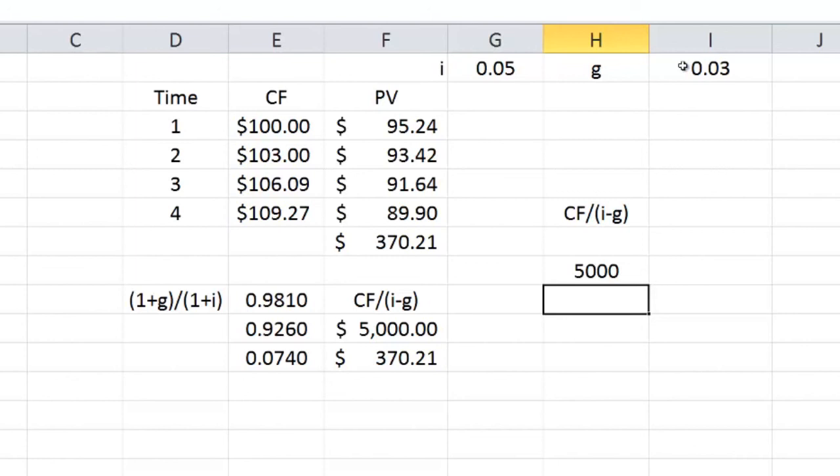So make sure you get some practice working out these problems. Be careful, check yourself with both methods until you get the hang of it. And always remember, if you take a present value, it's going to be less than the cash flow. If you take a future value, it's going to be more than the cash flow. That should be your first line of defense to make sure you're getting a sensible answer.